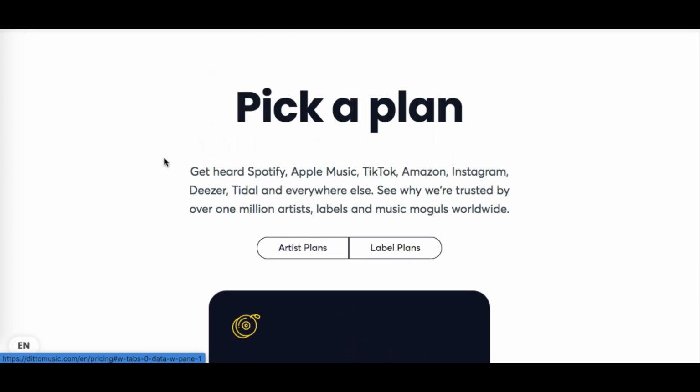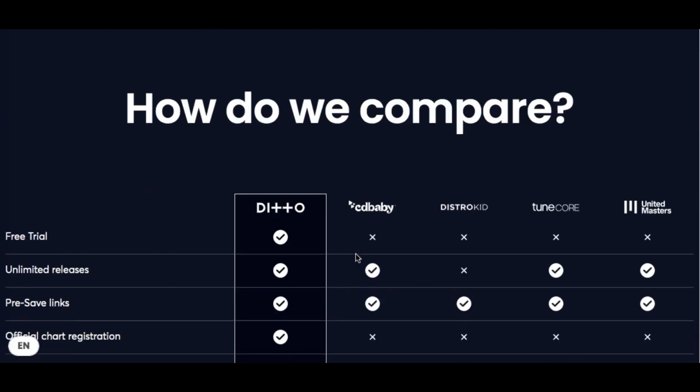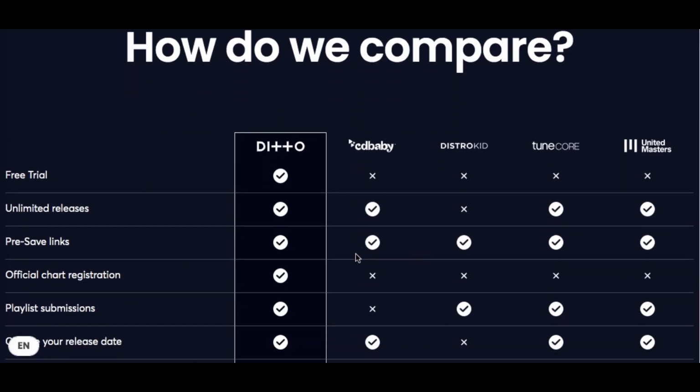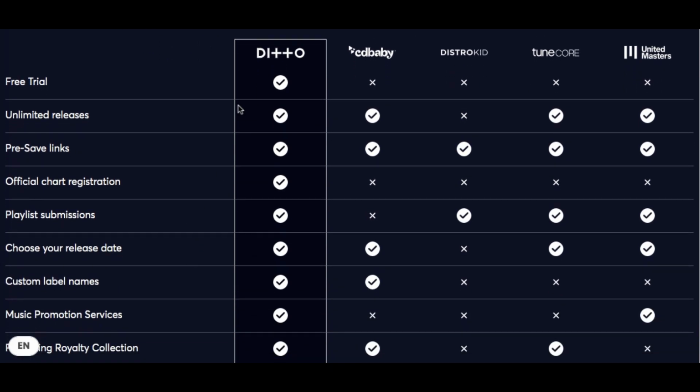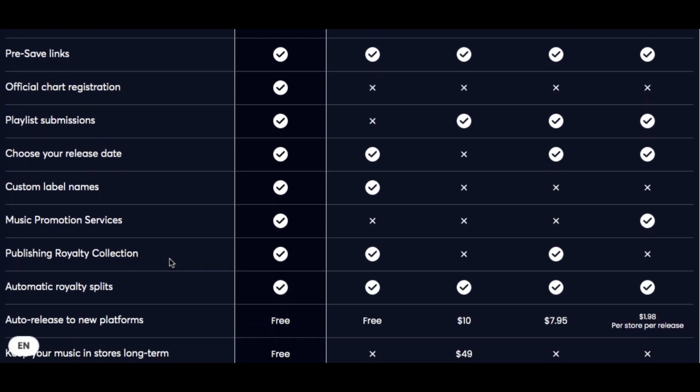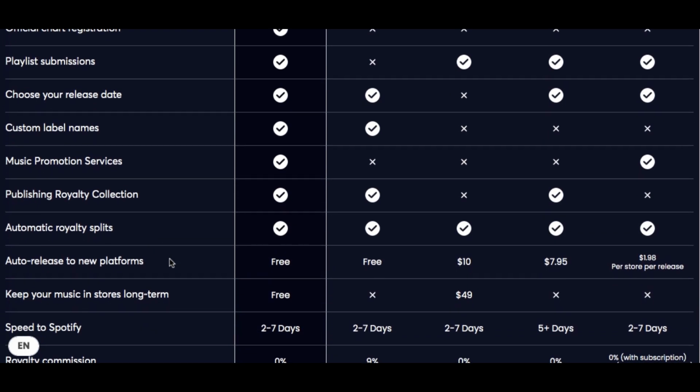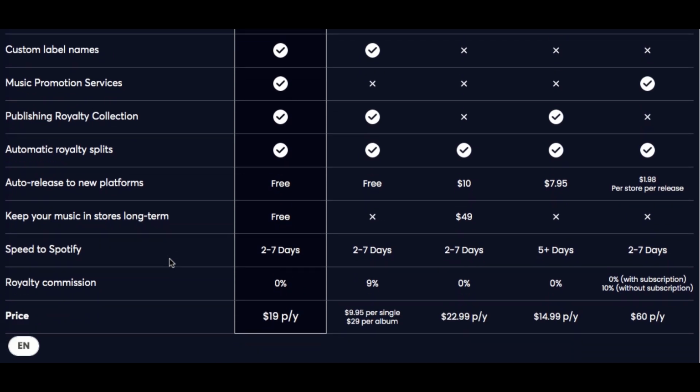This incredible platform is called Ditto. Here you can see a comparison table against the competitors and how Ditto simply is the best you can find out there. As you can see as we keep scrolling down, Ditto is your best option to get your music on Instagram, and all the different platforms artists have to release their work for only $19 per year.